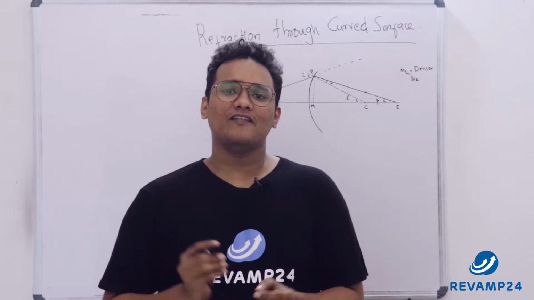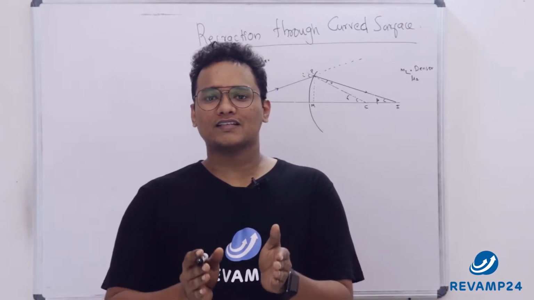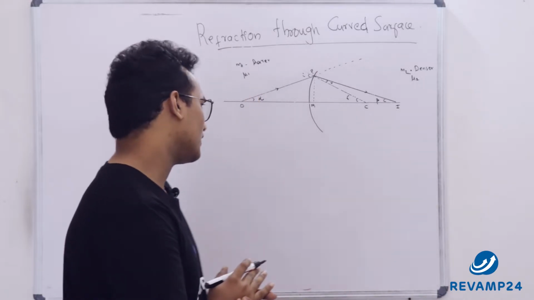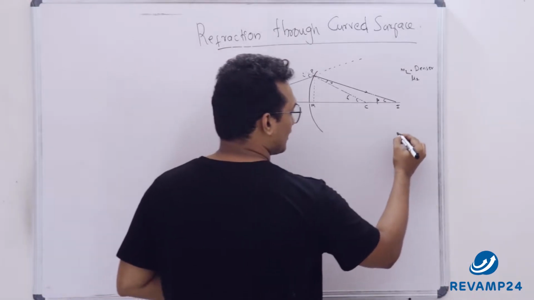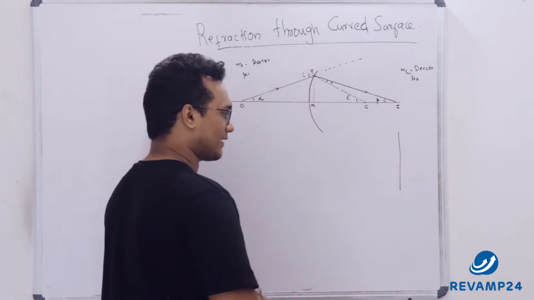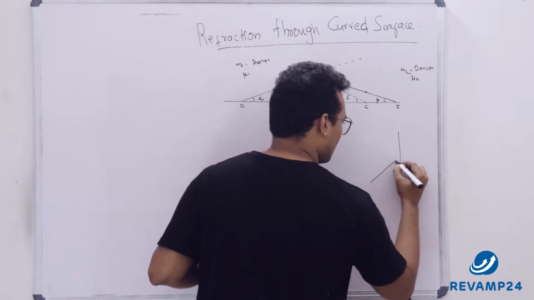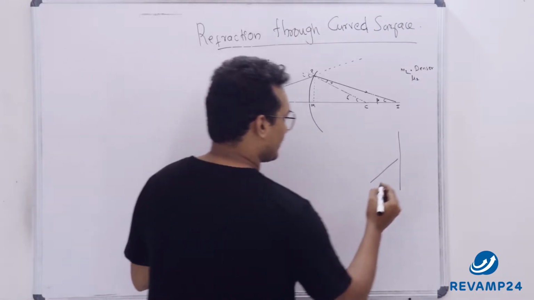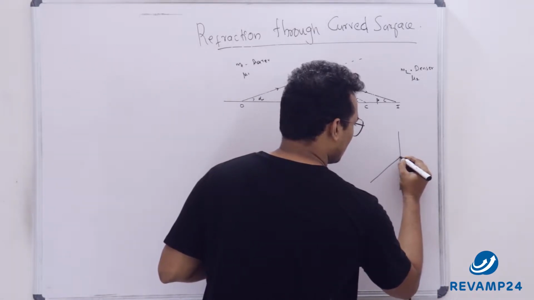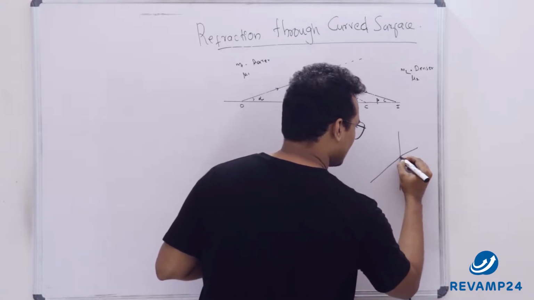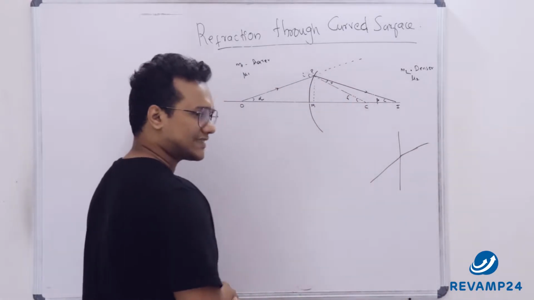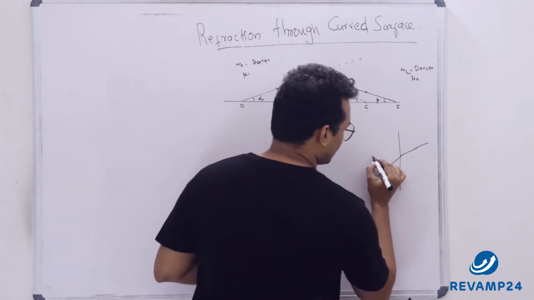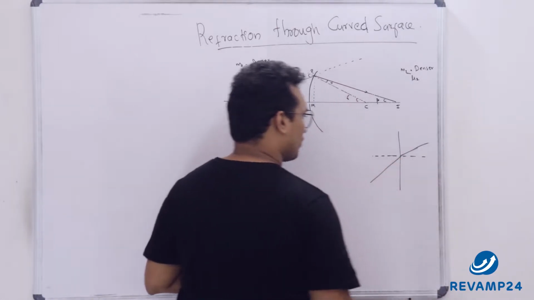In this video, I will explain how refraction occurs through a curved surface. So far we have learned refraction through a plane surface: a ray would come, this we call the incident ray, and that would undergo refraction, that is, change in direction with respect to the incident ray in a different medium. So this can be better explained with a normal drawn.